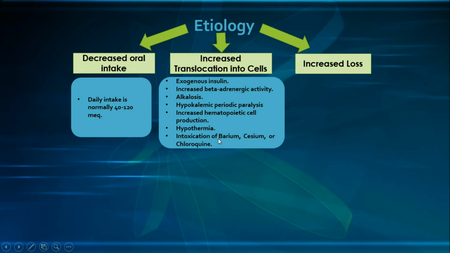And finally, we have intoxication with certain substances such as barium, cesium, and chloroquine, with barium and cesium blocking the surface potassium channels and therefore blocking potassium from leaving the cells, and with chloroquine increasing the potassium shift into the cells. This is all for the increased translocation into the cells.